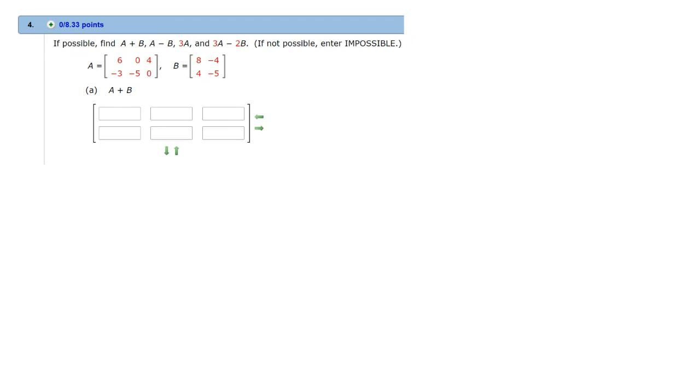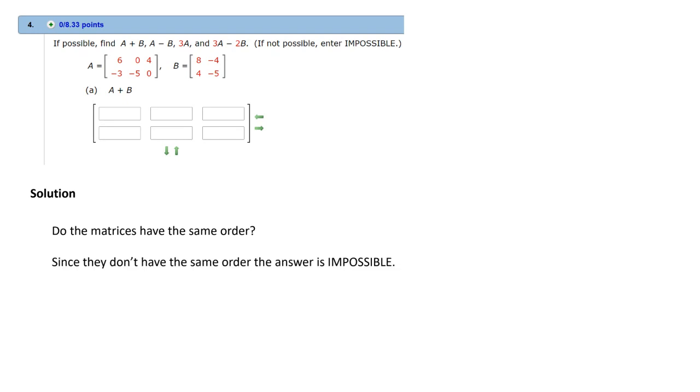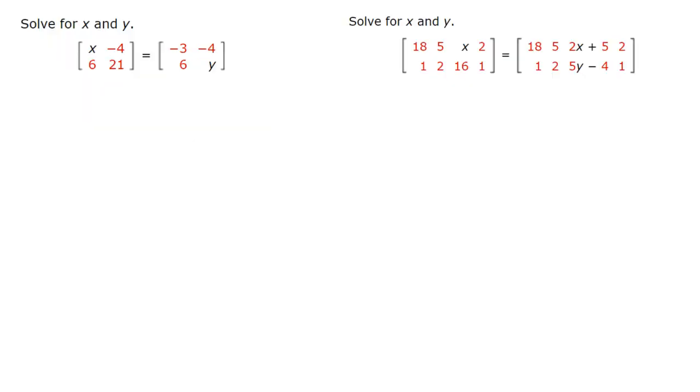Okay, so let's do the first one, A plus B. The order of A is 2 by 3, and the order for B is 2 by 2. So this size is not the same, right? And if they're not the same, then it's impossible to add them. So you would type in the word impossible.